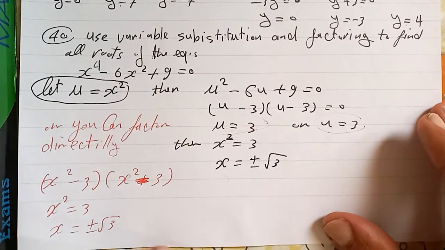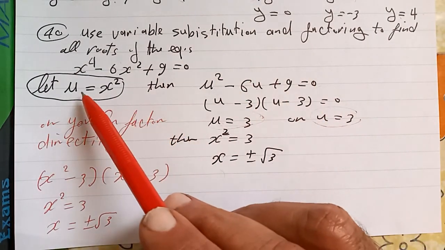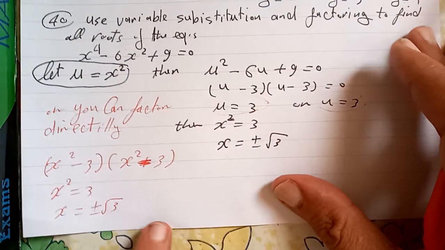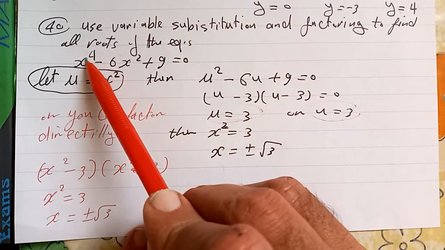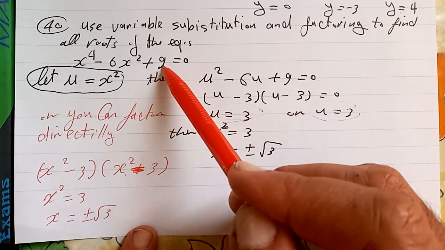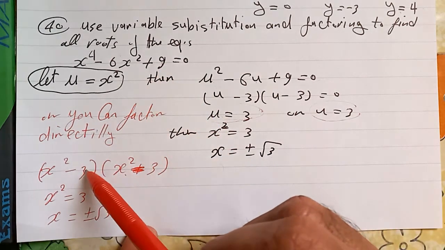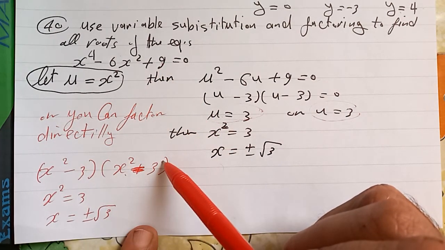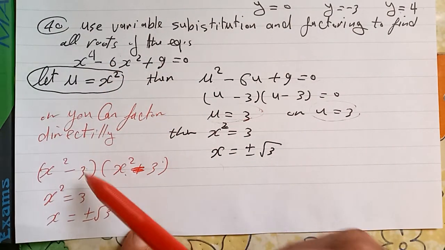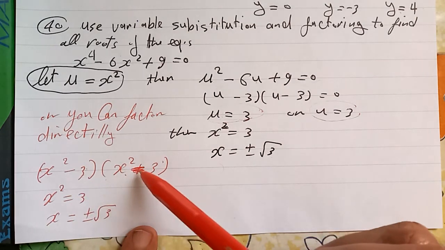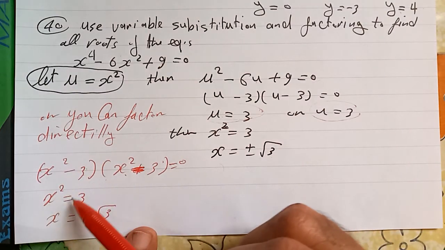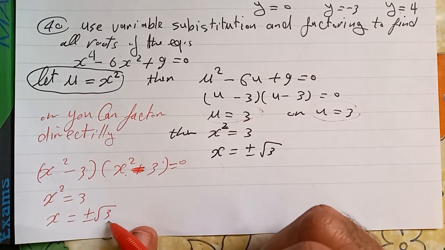Or you can do this factorization directly without u, as follows. x power 4 will be x squared times x squared. The 9 will be 3 times 3, and their sum is 6. So it's either x squared minus 3 equals 0, or x squared minus 3 equals 0, which gives you the same answer. So x squared equals 3, so x equals positive or negative square root of 3. This is much easier.